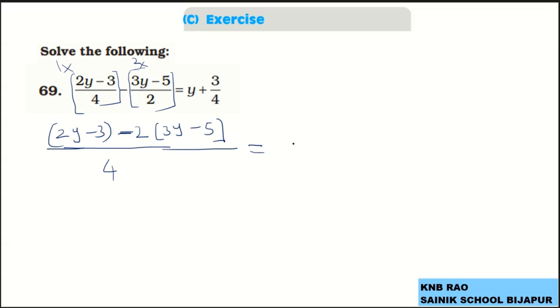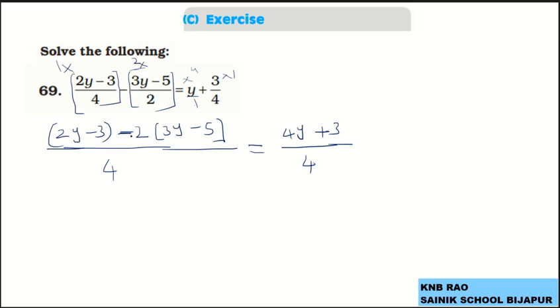Equal to, on the right hand side I am also taking the LCM, where y upon 1. So for 1 and 4, 4 is the LCM. So 4 multiplies this variable y gives you 4y, plus this 3 multiplies 1 gives you 3. You know how that 4 and 1s comes? I am not explaining those basics.